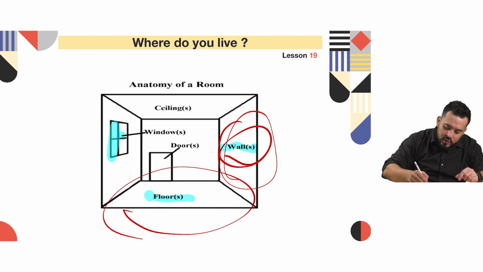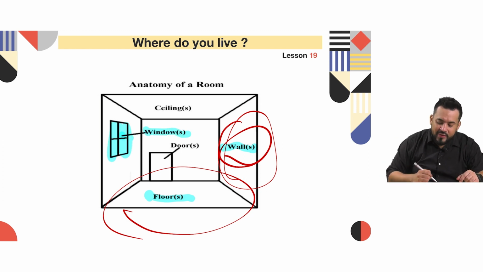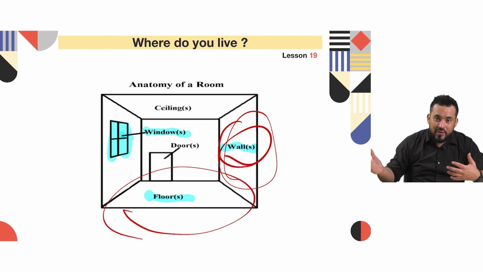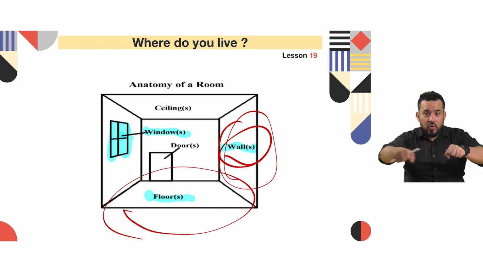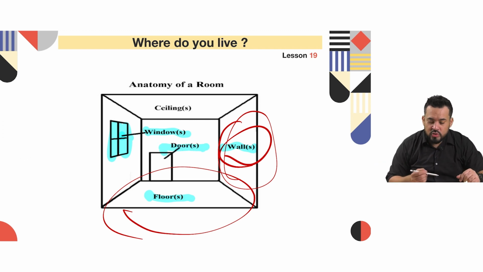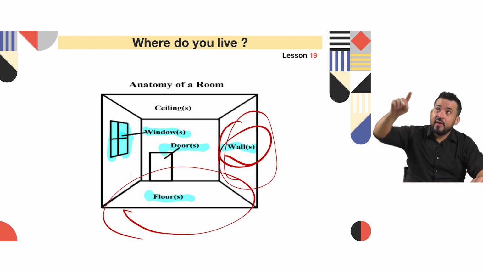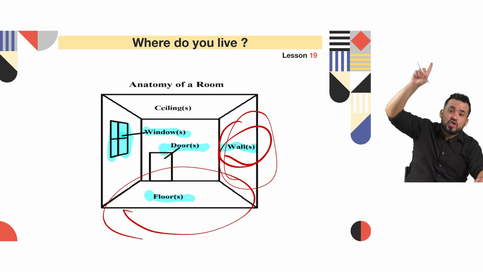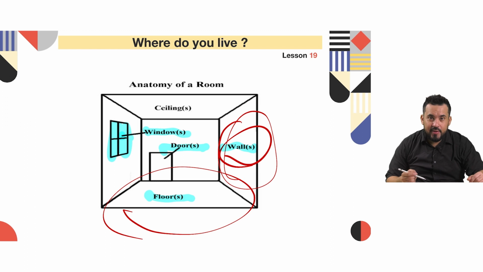window. I know you guys know this. Window, right? Or windows. And then the door is where you get in or get out of the room. Door or doors. And finally, the one that is up is called a ceiling, not a roof, a ceiling.